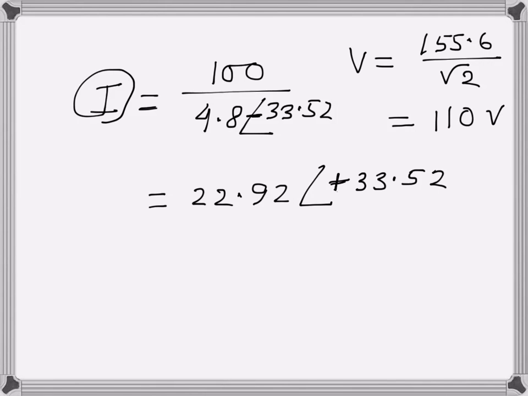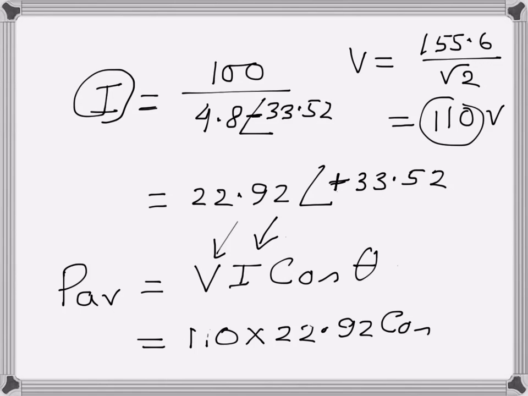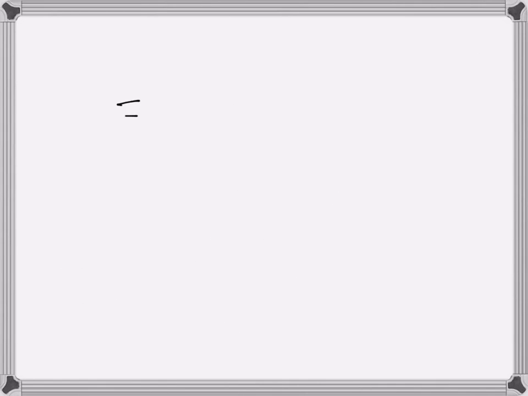So we have I here, we have V here, so P average will be V times I cos of theta. Now this V is the RMS value, this I is the RMS value. So we have 110 times 22.92 and then cos of 33.52 degrees. So we get something like 2101.91 watts. So that's the power.